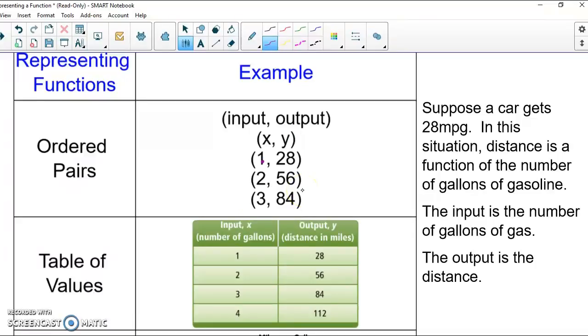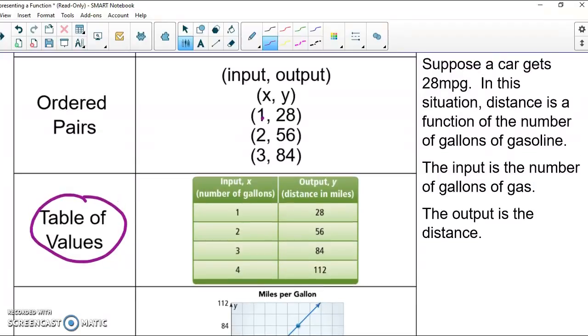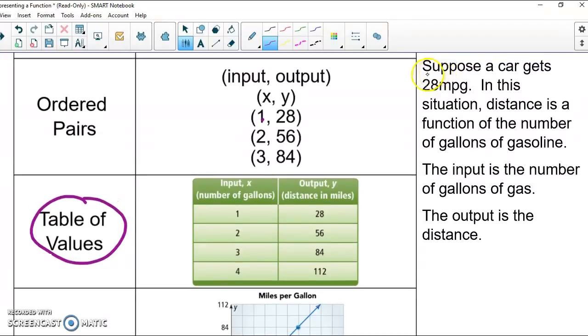So we can then represent a function also using a table. So I can take these same ordered pairs and I could represent them in a table. That's a different view of the function. So this table is representing this problem. Suppose a car gets 28 miles per gallon. In this situation, distance is a function of the number of gallons of gasoline. In other words, the distance I'm able to drive depends on how many gallons of gas I have. So the input, my x values, is the number of gallons of gas, and the output is the distance, and I'm going to measure that in miles.